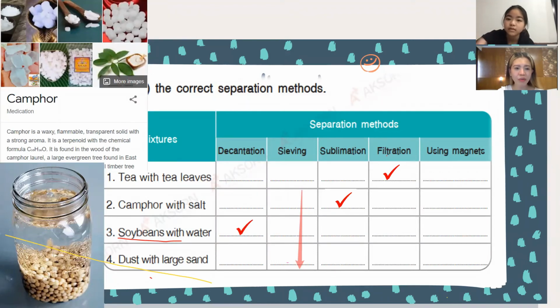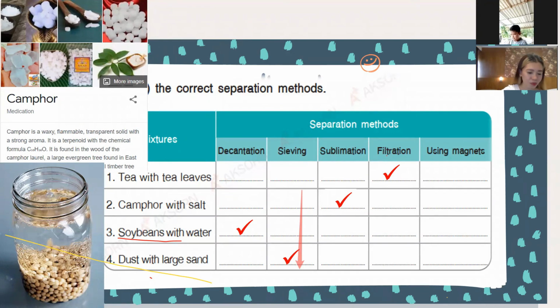Very easy. And for number 4, dust with large sand. How do you separate this one? Sieving. Okay, class, it's very easy, right? Yes. Okay, next. Finished? Yes. Okay, next.